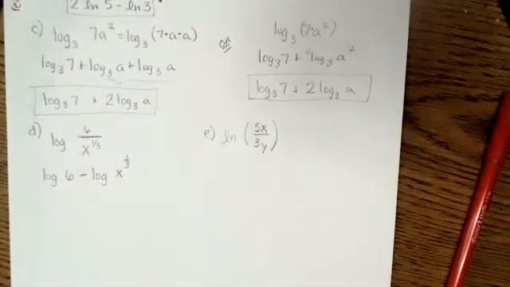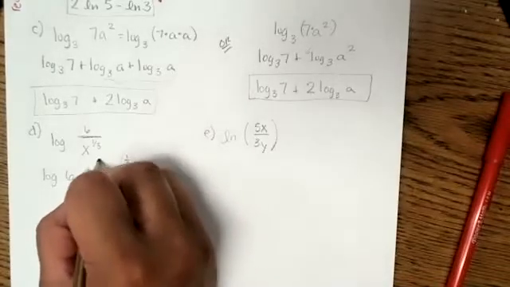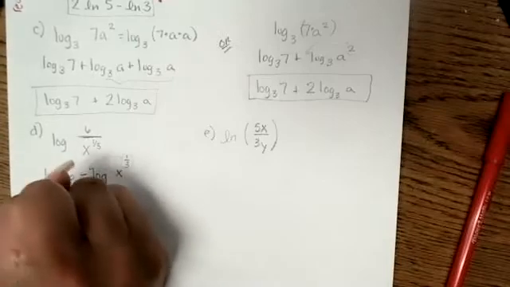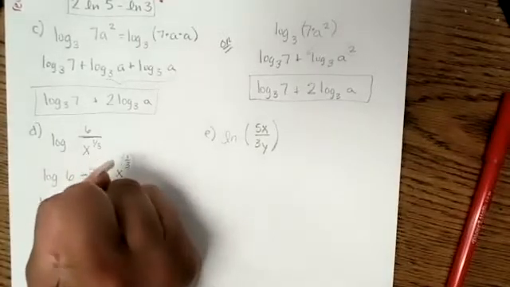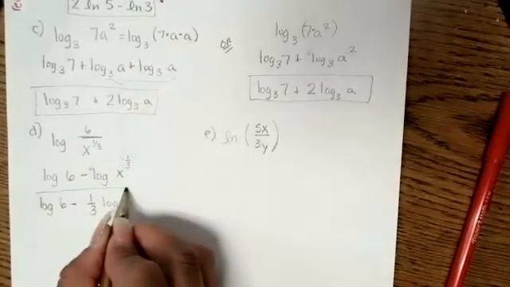I'm not done. I see an exponent, so that's going to be the power property. The 1/3 is going to go in front of this logarithm. So I'm still going to have the log 6 in the front minus 1/3 log x.